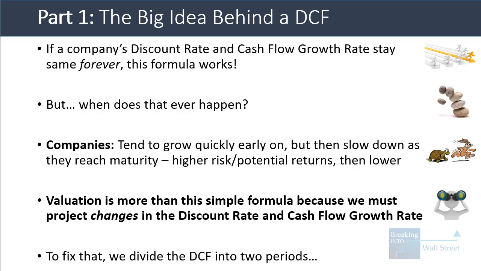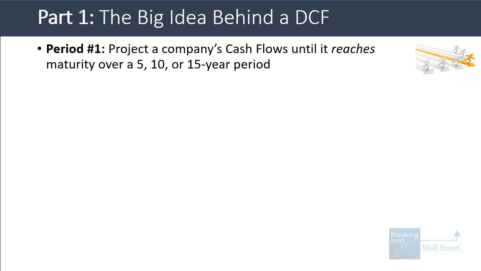To handle this issue, then, we divide the DCF into 2 periods. In the first period, we project a company's cash flows until it reaches maturity over a 5, 10, 15, or even 20-year period.